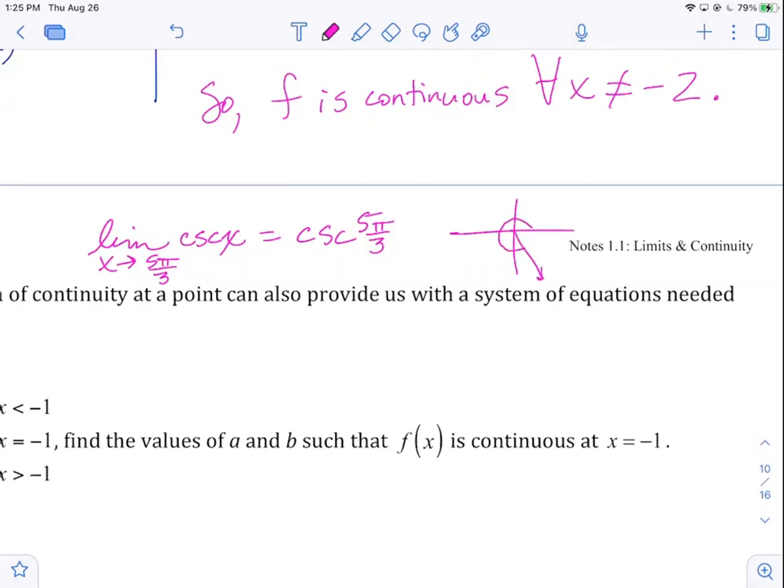Here's 5 pi thirds. The ordered pair is 1/2, negative square root of 3 over 2. Cosecant is the reciprocal of sine. So if you flip it, it's -2 over the square root of 3. Or when you rationalize it, -2√3/3. So yeah, brush up on your unit circle. I may throw one or two on the quiz tomorrow.